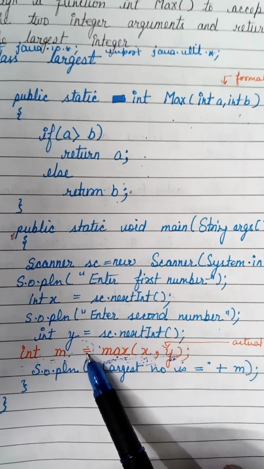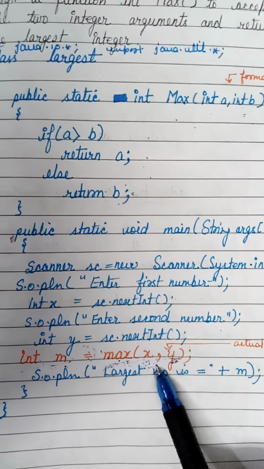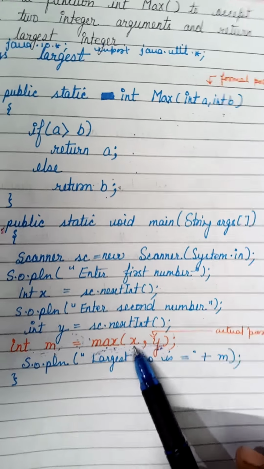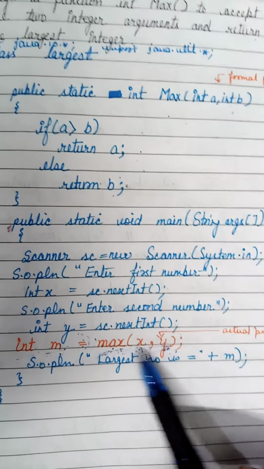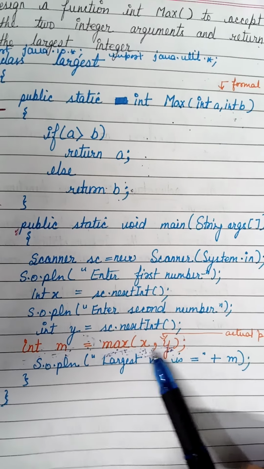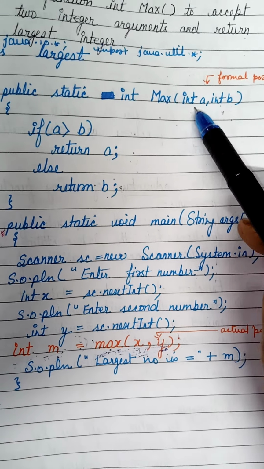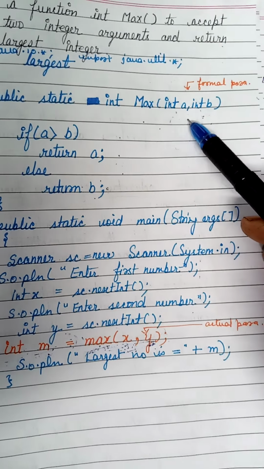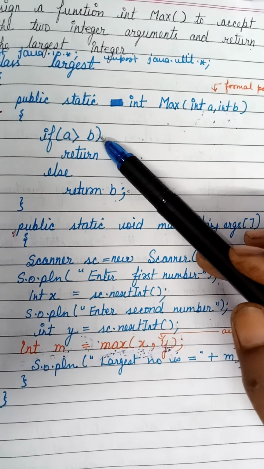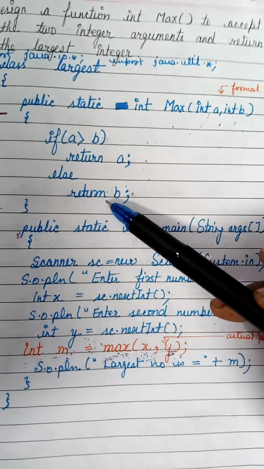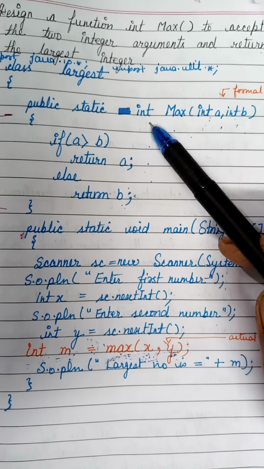Int m equals, this is the function call statement, max(x, y). We are passing actual parameters, the original data, while calling the function max. After coming to this line, the control goes here. X is stored within a, y will be stored within b. Then if a is greater than b, it will return a, otherwise b will be returned. That's why the return type is int.